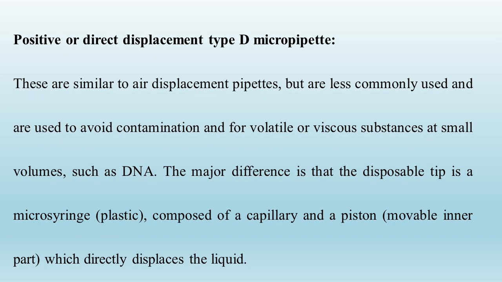Positive or direct displacement type D micropipette. These are similar to air displacement pipettes, but are less commonly used and are used to avoid contamination and for volatile or viscous substances at small volumes, such as DNA. The major difference is that the disposable tip is a microsyringe, composed of a capillary and a piston which directly displaces the liquid.